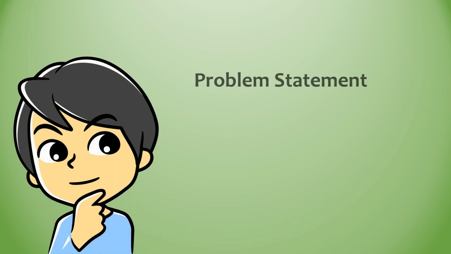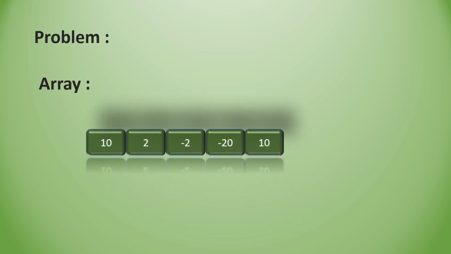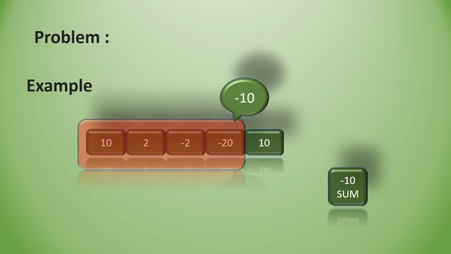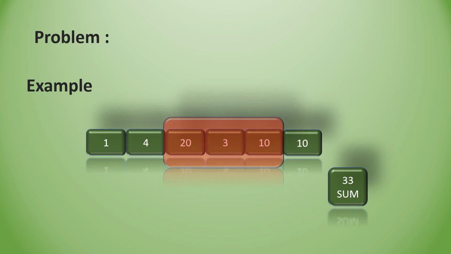Today we are going to solve the problem find subarray with given sum. Okay, let's understand the problem first. We are given an unsorted array of integers and we have to find a subarray whose sum is equal to the given sum. For example, this is the array, the given sum is -10 and this is the subarray whose sum is -10. Okay, second example, this is the array, the given sum is 33 and this is the subarray whose sum is 33.